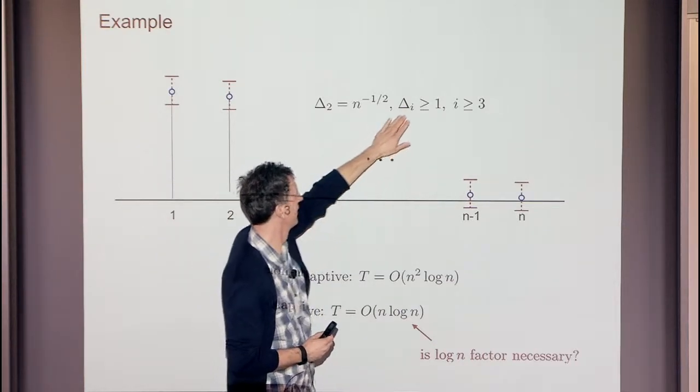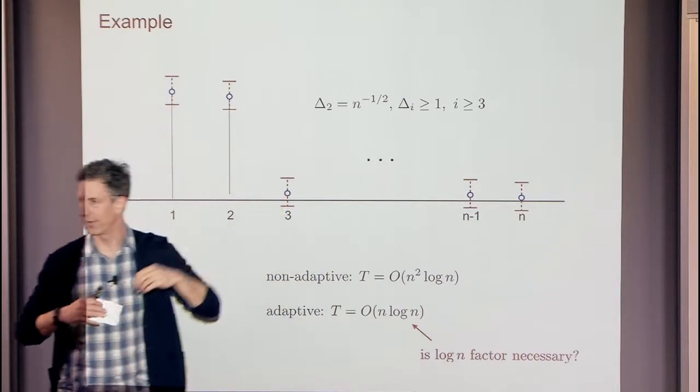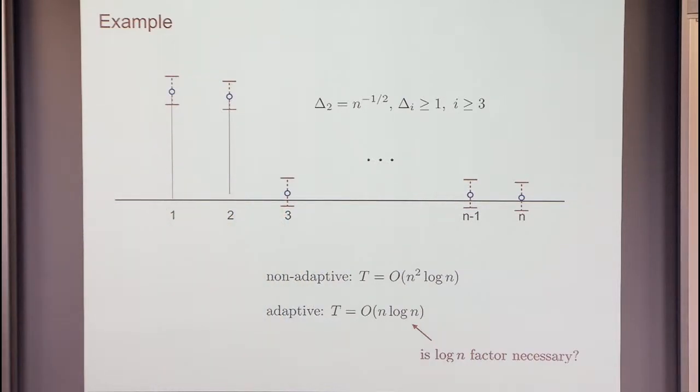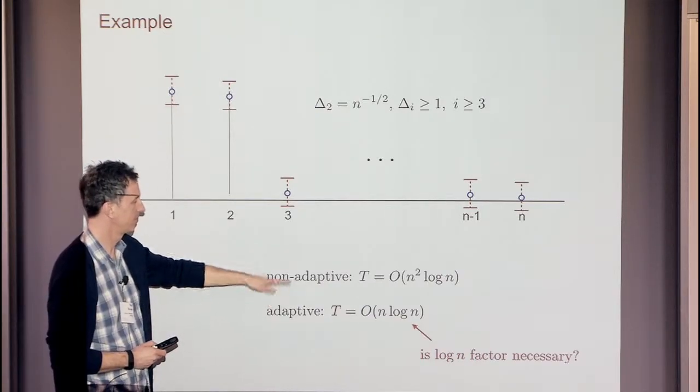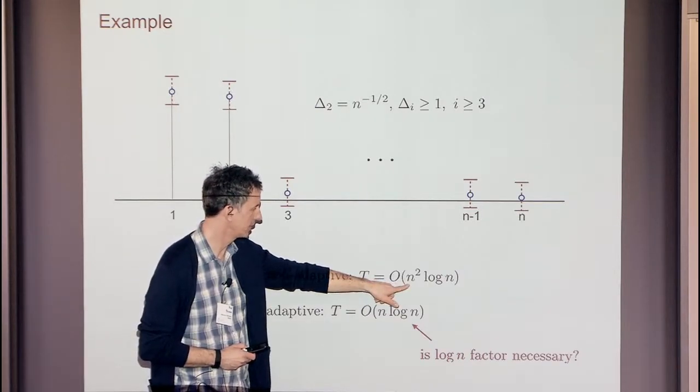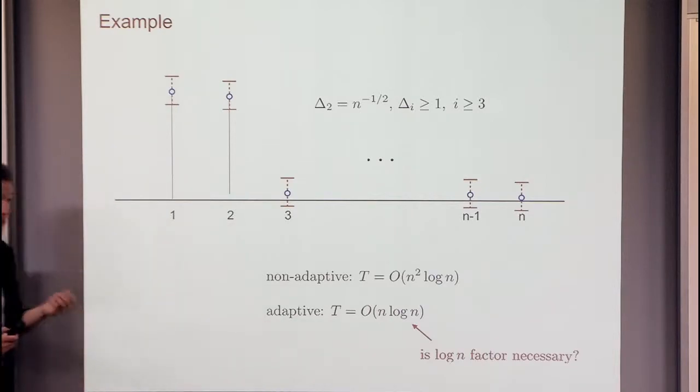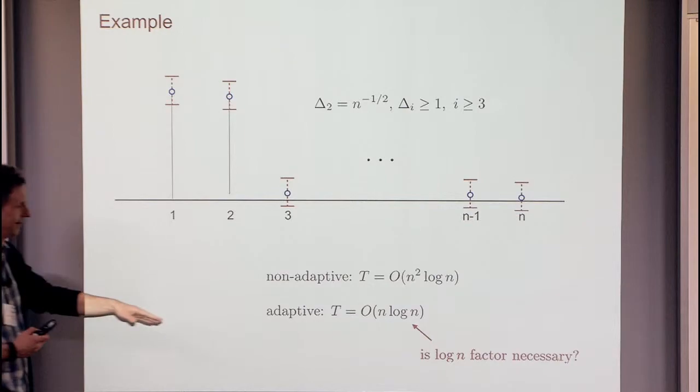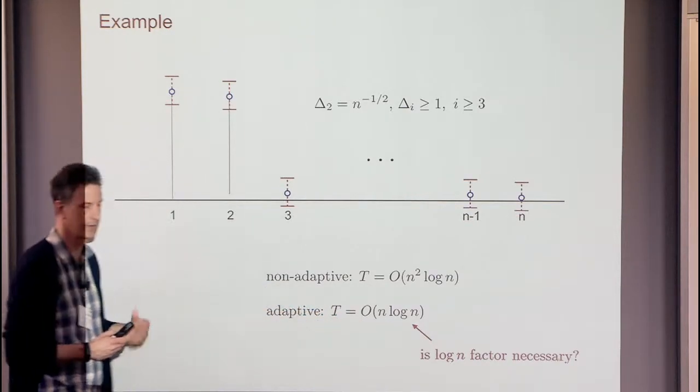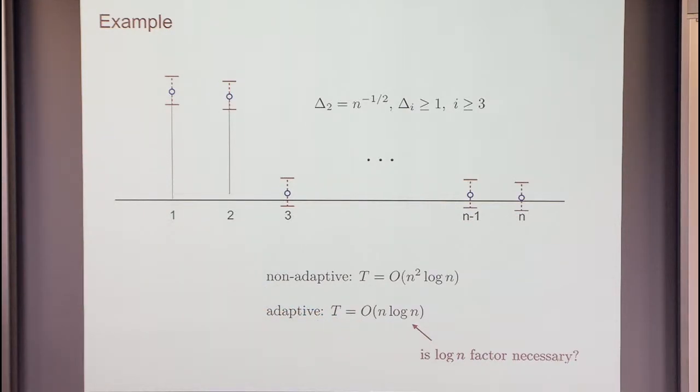So their gaps are greater than a constant, maybe 1. Okay? So in this case, the non-adaptive procedure that I described, uniform allocation of judging, would need basically order n squared total samples, versus something like order n. This is an extreme, kind of artificial case, but you can see the gap between adaptive and non-adaptive could be pretty large.